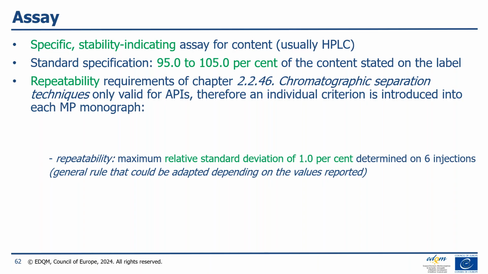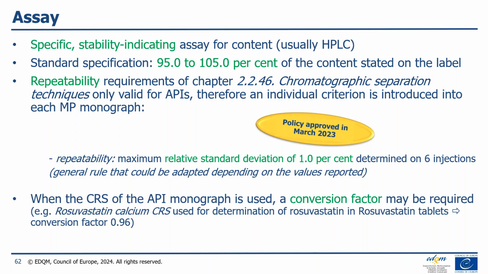This was one of the policies also recently added to our technical guide: the repeatability requirements of chapter 2.4.6 are only valid for the active substances. It was decided to include the criterion for repeatability in each medicinal product monograph, and the policy approved states that a limit relative standard deviation of 1% determined on six injections will be included. This is the general rule and can be adapted depending on the values reported during the verification of the monograph's results obtained.